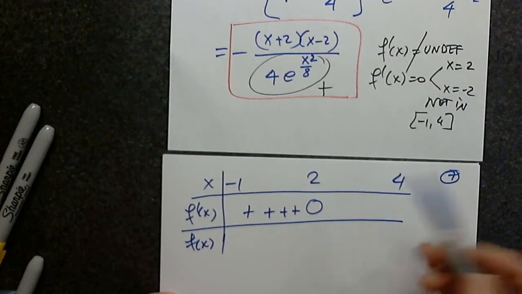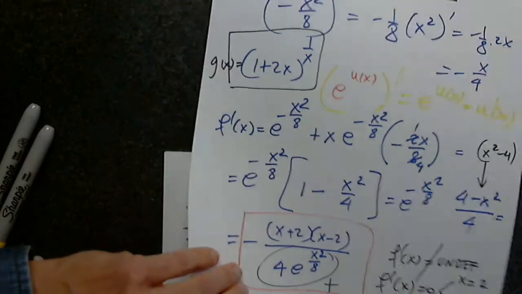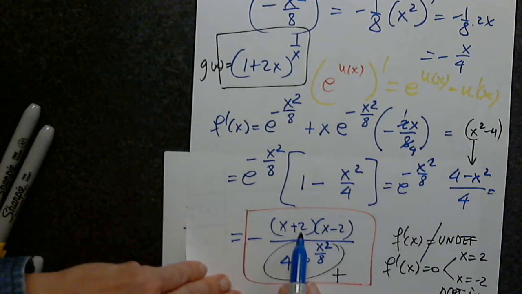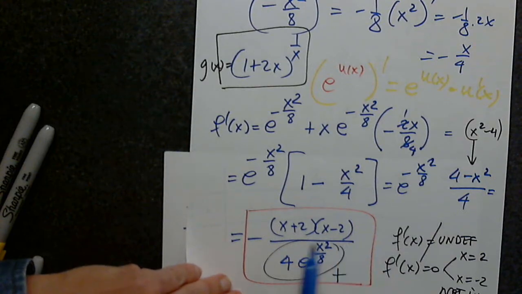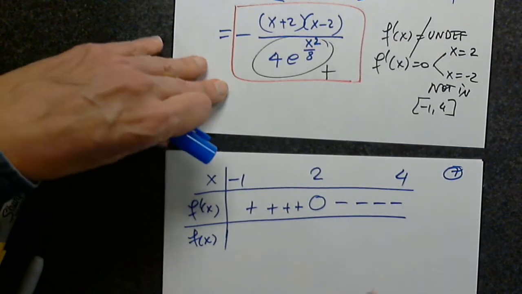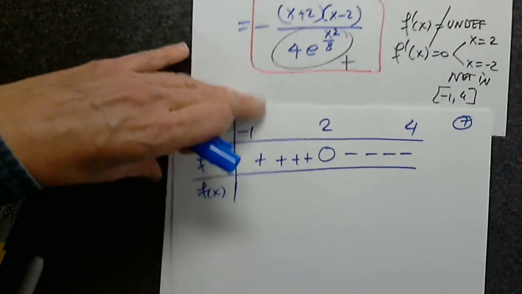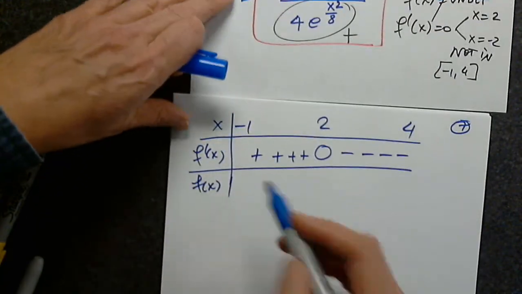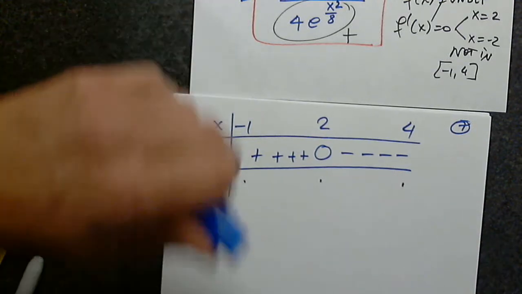So now I'm going to plug in 3. This is still positive. 3 plus 2 is positive. 3 minus 2 is positive, but there is a minus in front. Correct. Now I have to determine the function value here, here, and here.